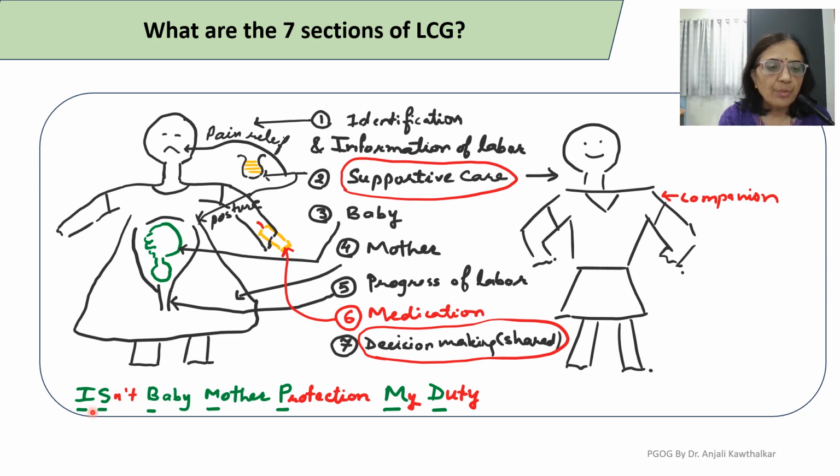I is for information, S for supportive care, baby, mother, P is for progress of labor, M is for medications, and D is for decision making, which is a shared decision making where we take into account the woman's opinion also along with the healthcare provider's opinion. So, Isn't baby mother protection my duty is the mnemonic to remember these 7 sections in the labor care guide.